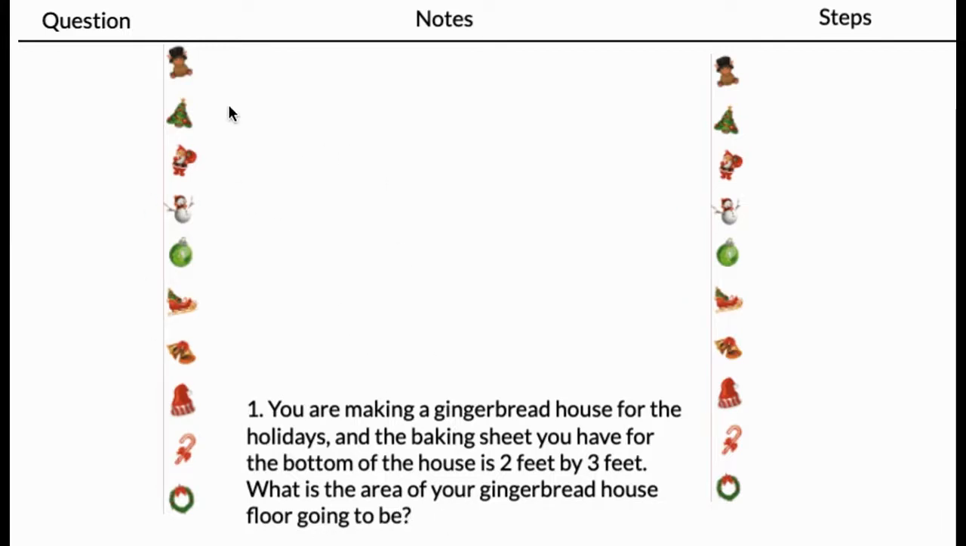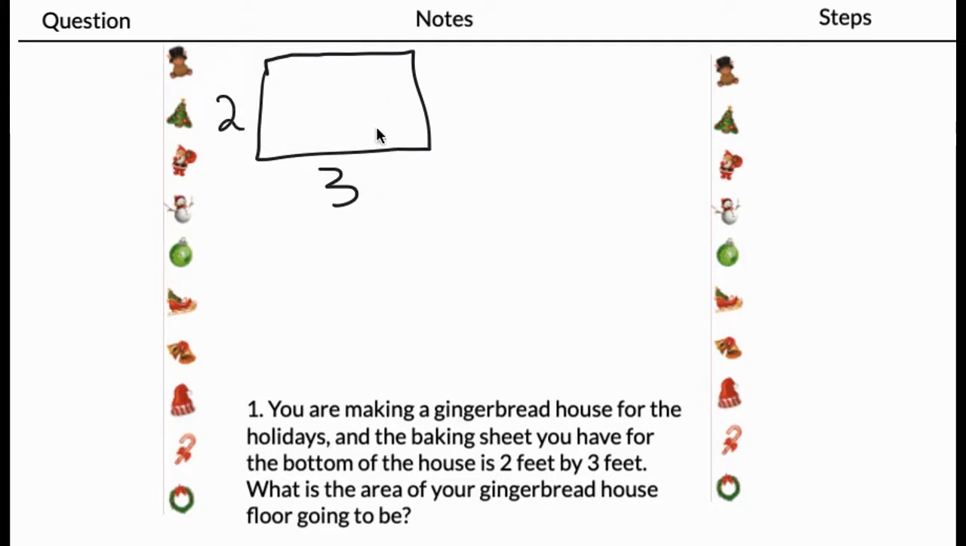So to do this, I'm going to ignore the questions and the steps column at first. I just want to solve this problem. I want to show everything that I'm doing to solve it. So if I'm imagining the bottom of the gingerbread house or the baking pan, I know that it's going to be a rectangle. And as it's said in the problem, it's 2 feet by 3 feet.